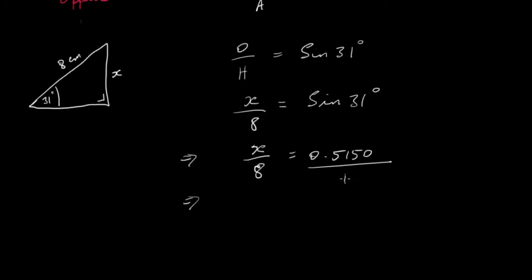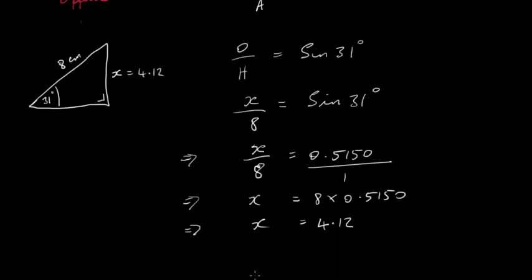So multiply the x by the 1. You get x. 8 multiplied by 0.5150. So that gives us x as, I'll just do this on my calculator. So you've got 8 multiplied by 0.5150, and that gives you 4.12. So now we know that our x value here is 4.12.